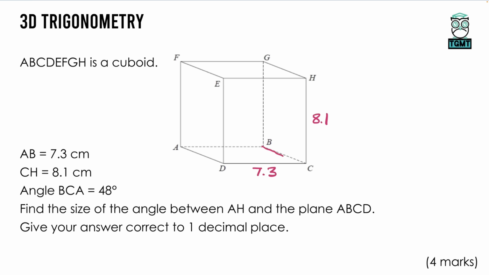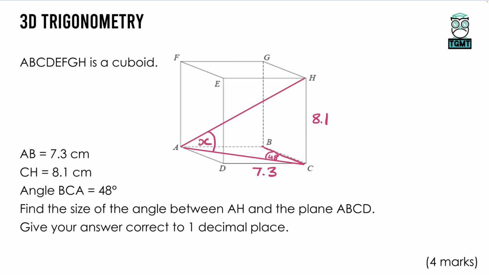Now if I go from B to C to A, which isn't the nicest one to draw, there we go, it creates this angle here. So that is my 48. It says find the size of the angle between AH and the plane ABCD. Now the plane is the flat surface on the base. So between AH, A to H goes up to here, and the plane, and we've already drawn that line in, and that's this angle here, sort of in the space inside the shape. So that's what we're trying to find, this angle. We'll call it X for now.